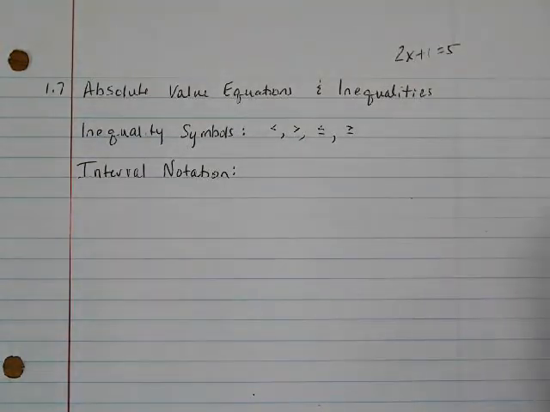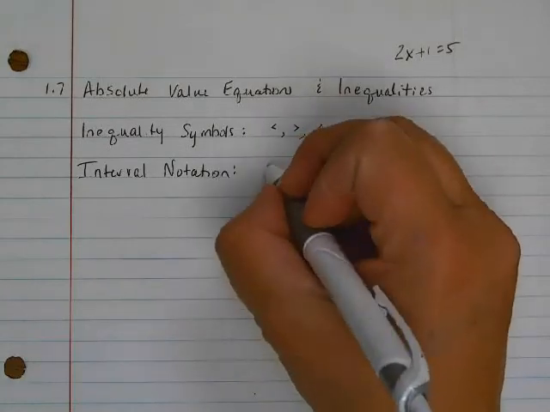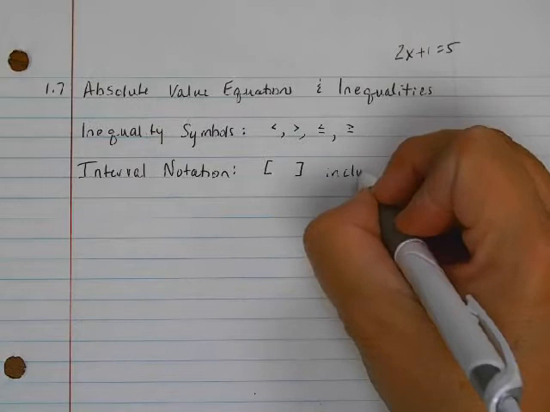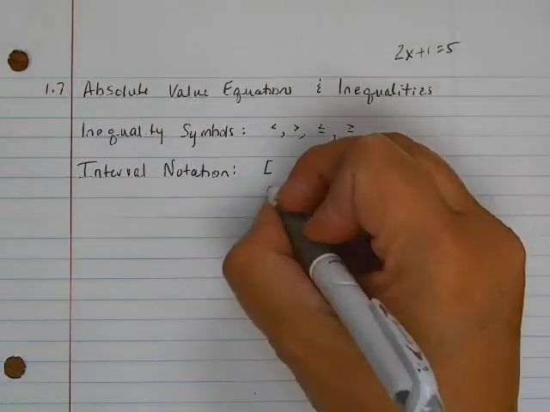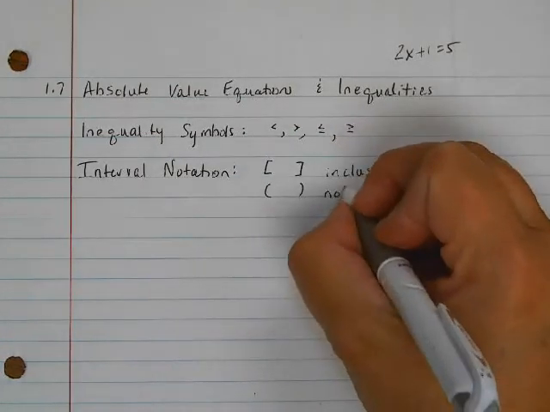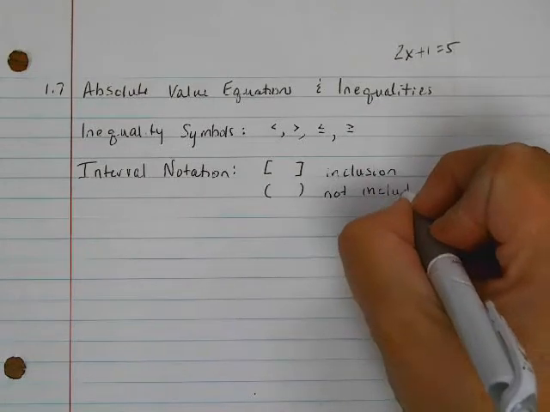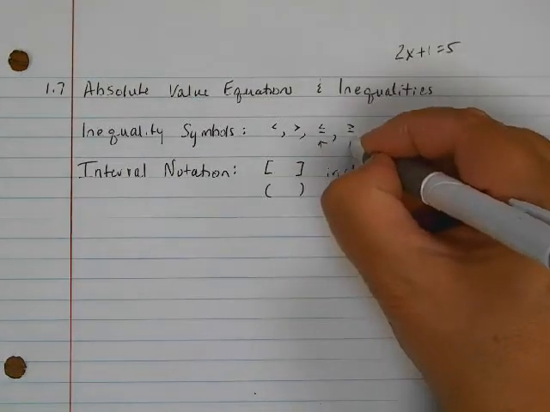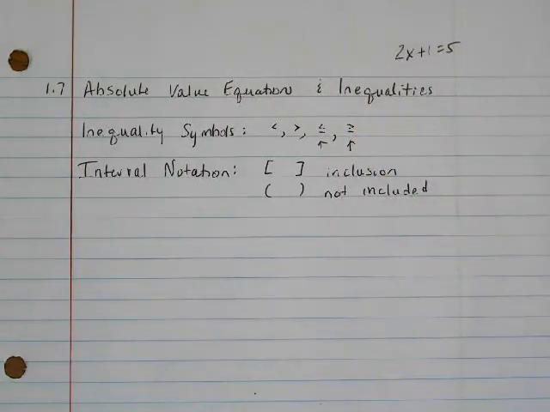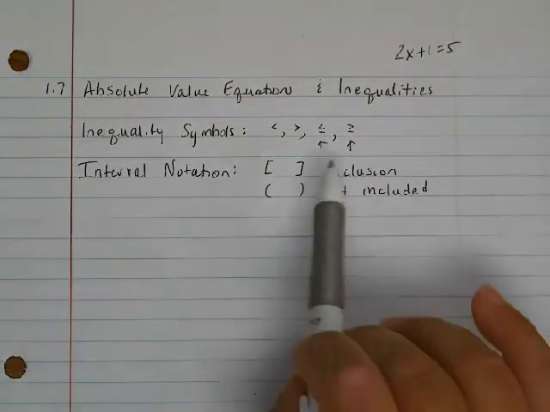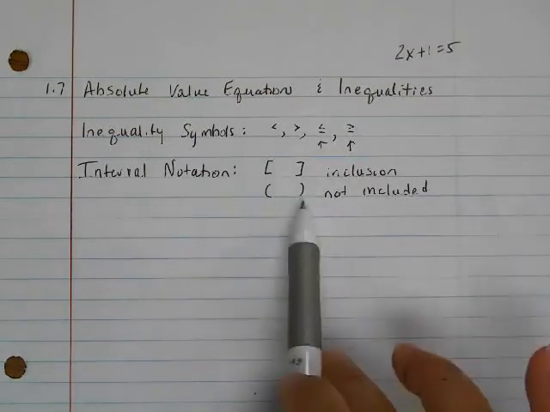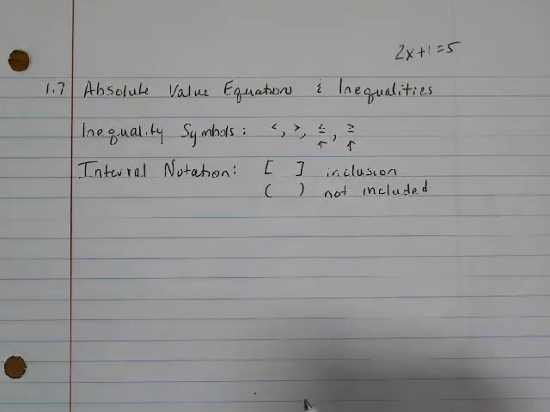One thing that might be new is interval notation. So this would mean inclusion, and this will make sense once we get started. And this is not included. The ones that are inclusive up here would be these. That means they're less than or equal to or greater than or equal to. So when you're talking about an inequality that looks like this, you'll use brackets. Ones where they're not included, you'll use parentheses.